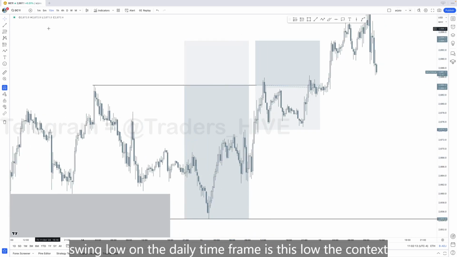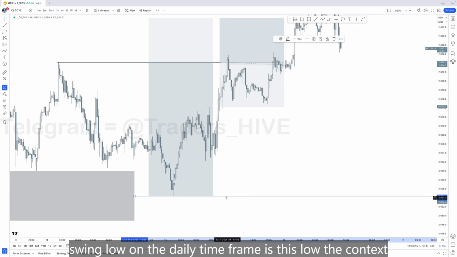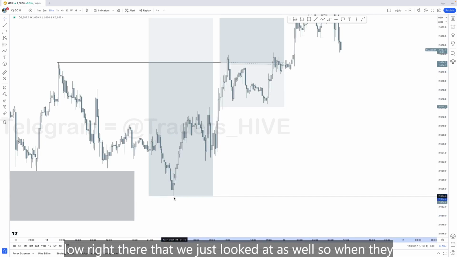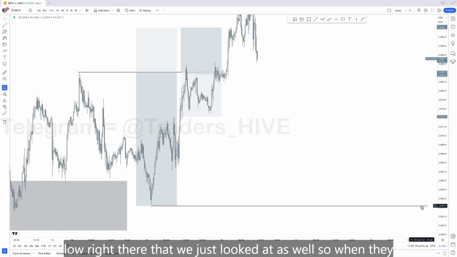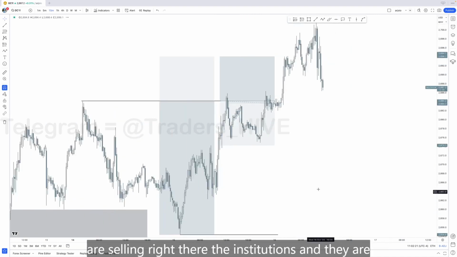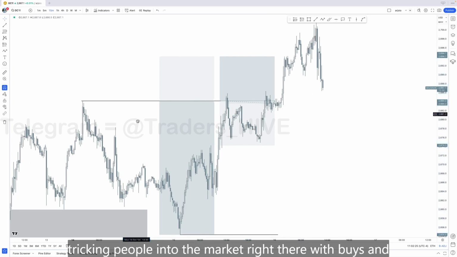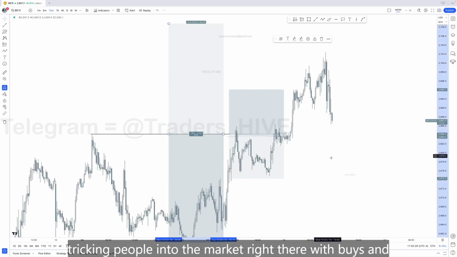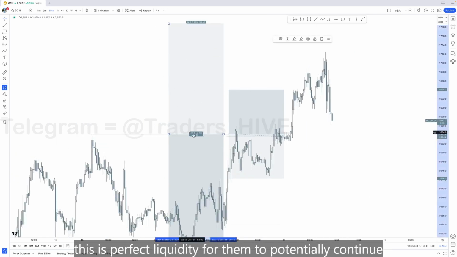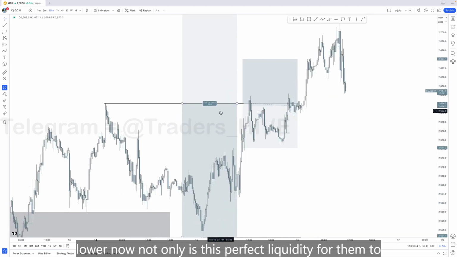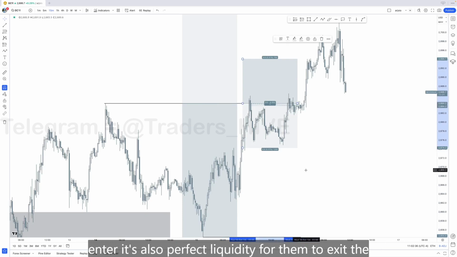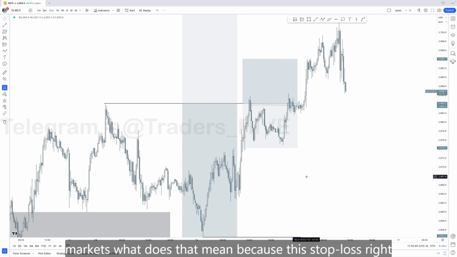The recent swing low on the daily time frame is this low, the context low right there that we just looked at as well. So when they are selling right there, the institutions, and they are tricking people into the market right there with buys, and this is perfect liquidity for them to potentially continue lower. Now, not only is this perfect liquidity for them to enter, it's also perfect liquidity for them to exit the market. What does that mean?